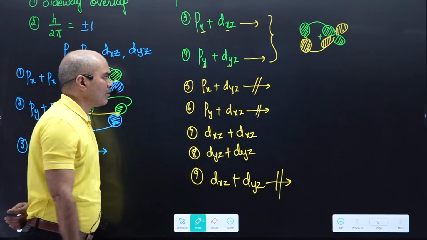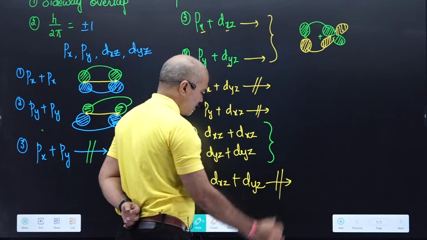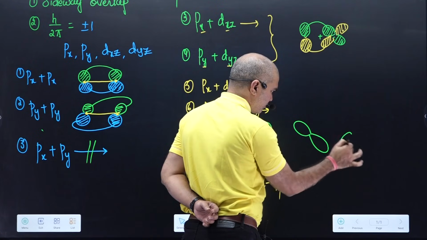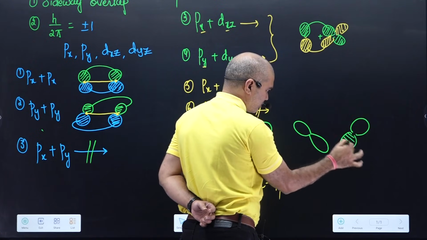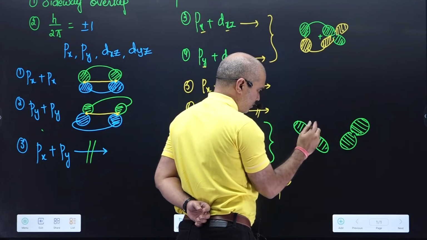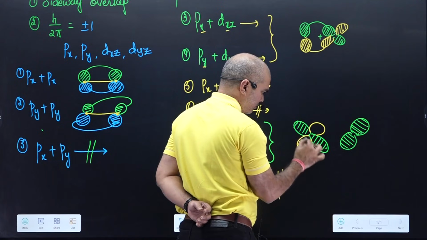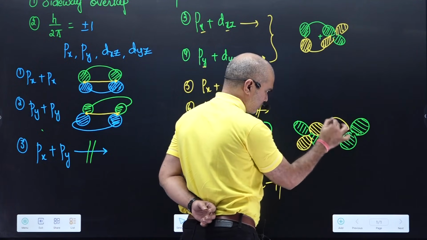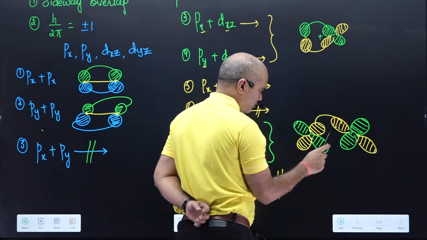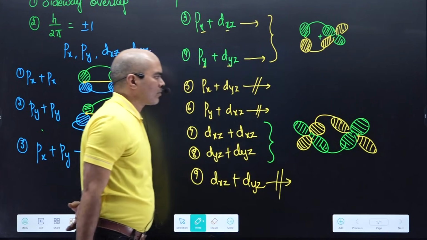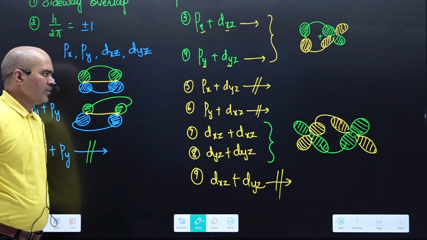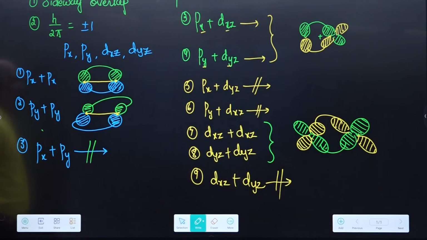For dxz and dyz, for these two, just a single representation I am putting. If this is one lobe, between the internuclear axis only one node can be found. So any combination will give you one node.